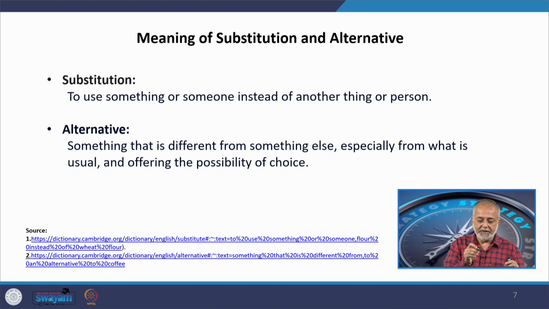So, substitution is to use something or someone instead of another thing or person, that is, you are a substitution to this product basically. So, organizations, when they think in terms of direct competition, are talking of substitution largely. Alternative: something that is different from something else, especially from what is usual, and offering the possibility of a choice.